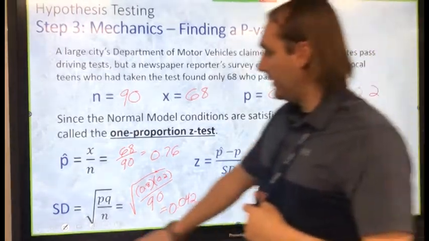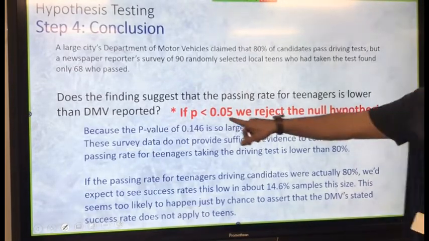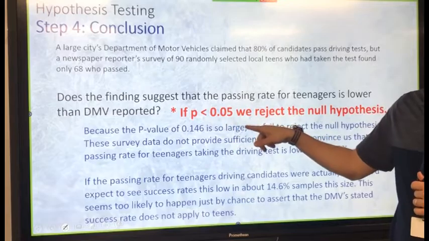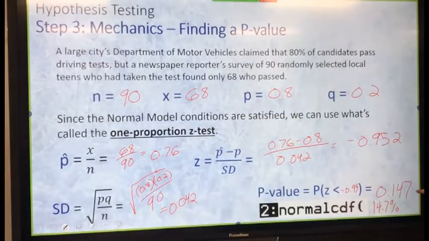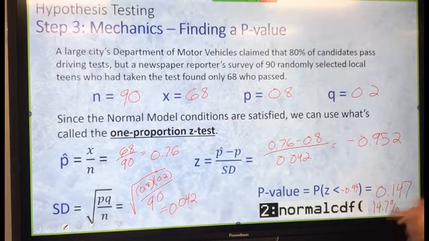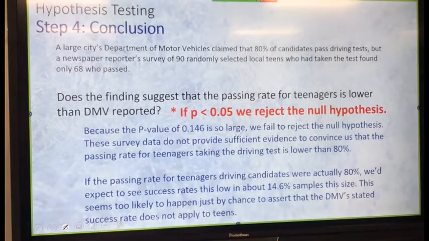Now, what in the world does a p-value of 14.7% mean? Well, that goes into the next step, our conclusion. So notice, we will reject a null if our p is less than 0.05. Was our p-value less than 0.05? No. 0.05, not 0.5, 0.05. It's not. So we cannot reject the null, which means we kind of have to accept it. So because the p-value of 0.146 is so large, we fail to reject the null hypothesis.